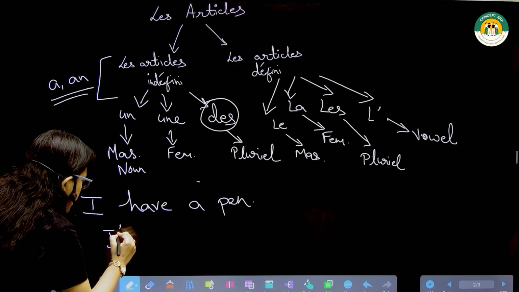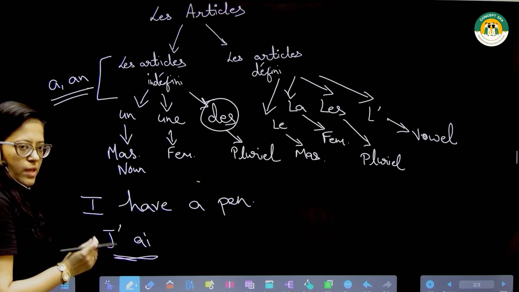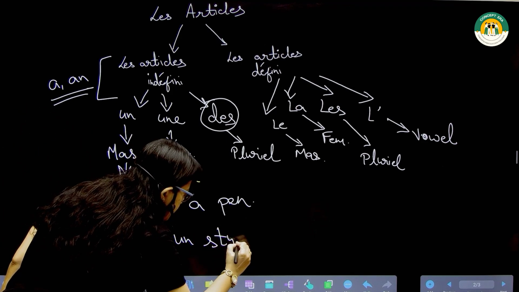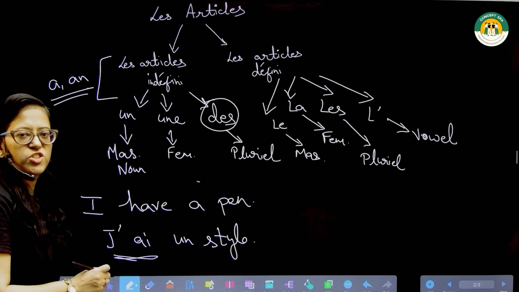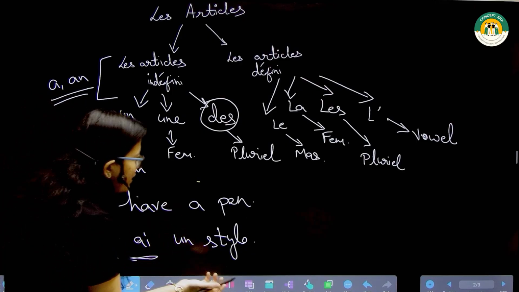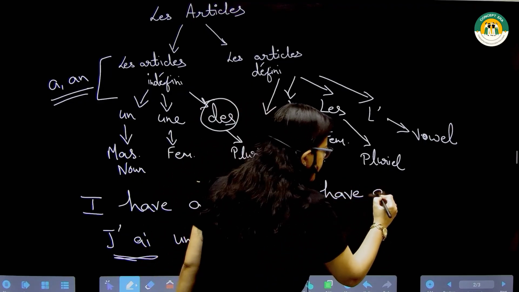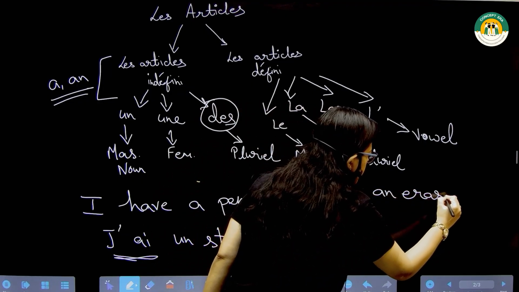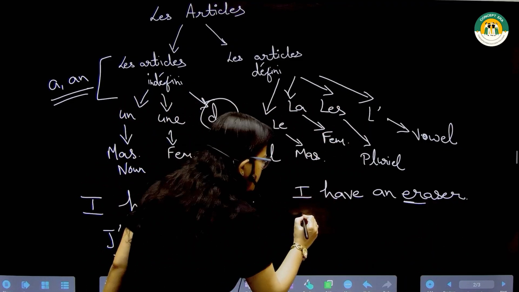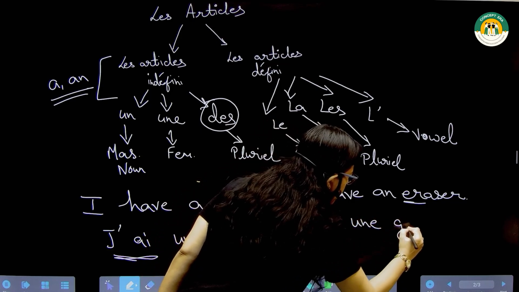I will say j'ai. It is pronounced as one thing. J'ai un stylo. Pen is called stylo. So I will say j'ai un stylo. I have a pen. Now, I have an eraser. In English we will write I have an eraser because it is starting with a vowel E. So in French we will say j'ai une gomme.